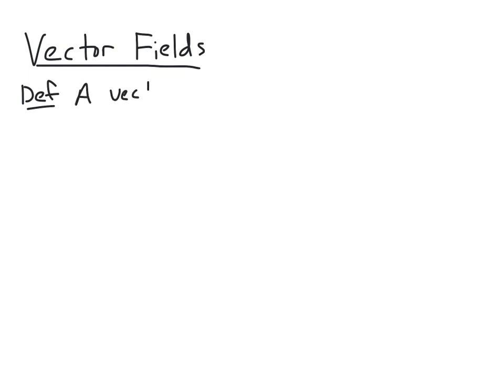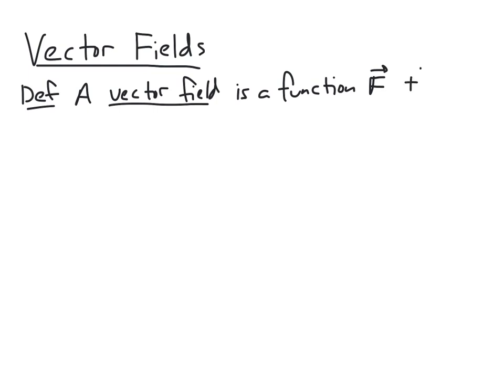In very straightforward terms, a vector field is simply a function, and we'll usually denote it, unless it has a special meaning, by capital F. And we are going to use the arrow notation because it is a function that outputs a vector. So it's a function F that assigns a vector to each element of its domain.